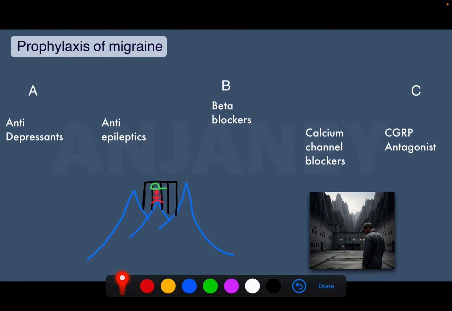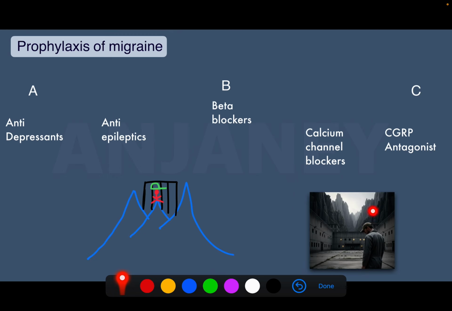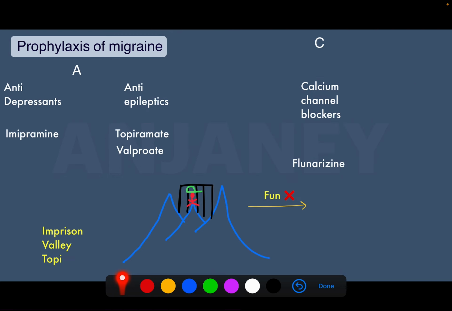Okay. So now for the individual drugs, we have to remember this image. See, a man is kept in a prison and it is inside this valley. So pretty dangerous place, right? So from prison we have imipramine, from valley we have valproate, and from topi or cape we have topiramate. See, he is wearing a cape. So topiramate, valproate and imipramine are the antidepressants and anti-epileptics. Now this guy is obviously not having any fun here, right? So there is no fun. So for fun we have flunarizine, which is a calcium channel blocker.